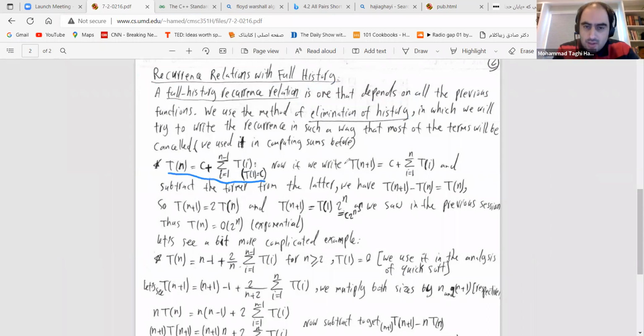Good. Now, here we have this formula that we want to solve. And how can we do that? So we can write this formula for T of n, and generally because it depends on the previous ones, we still need to have the base case, T of 1 equal to C. So we can write T of n plus 1 as C plus the sum over i equal to 1 to n of T of i.